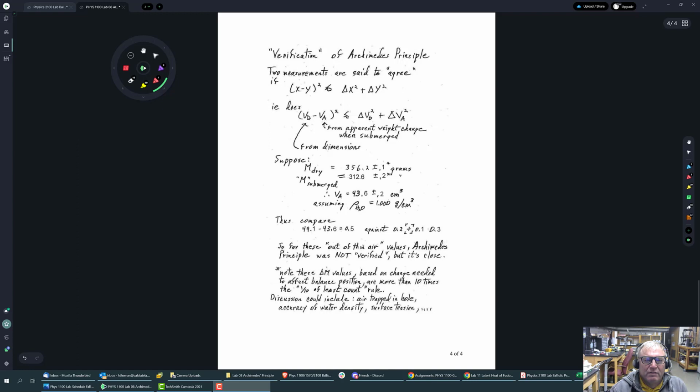This is very similar to what we do. So this is the difference between them squared less than the square of the plus minus on each of them. So what we do is we take the delta V, and we'll use the same nomenclature.